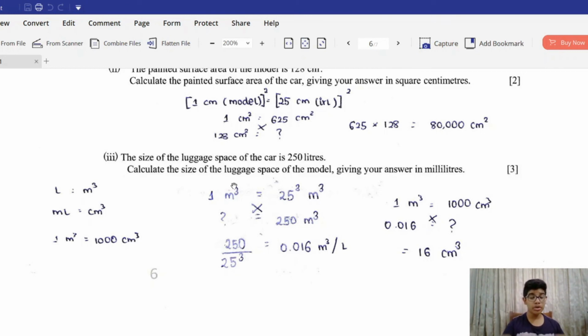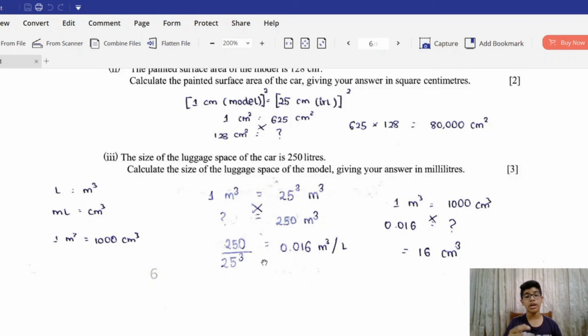So we're going to do the same thing as we did in the area question, except we're going to cube both the things. We're going to power both sides by 3. So 1 meter cubed is basically equal to 25 cubed meter cubed. I really don't want to write this out because it's not really vital, so let's just leave it as 25 power 3. So question mark is equal to 250 meter cubed, because you want to first convert it into the amount of the model. How much is the size of the luggage space for the model? So we're going to take 250 over 25 cubed, and we get that it is 0.016 liters.